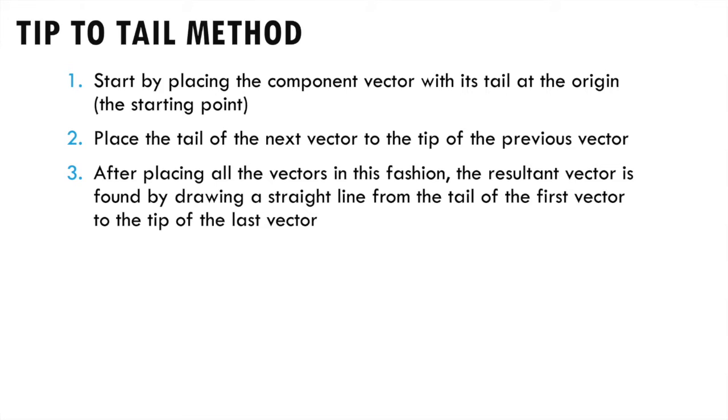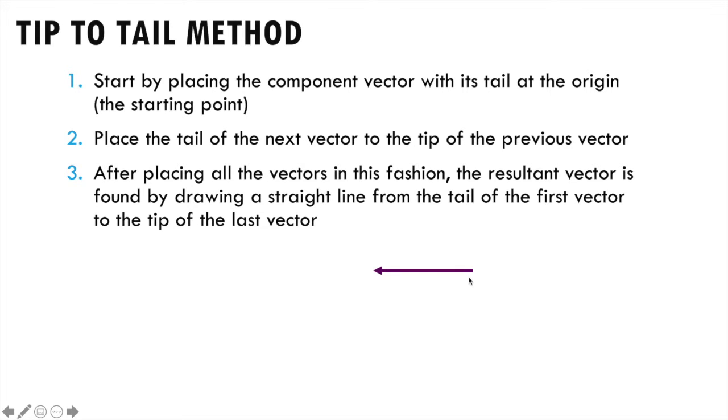And then you're going to place the tail of the next vector at the tip of the previous one. So you're just going one after the next, tip to tail, for as many as you've got. So you place all your component vectors down, and then the resultant vector is found by drawing a straight line from the tail of the very first one you drew to the tip of the last one.